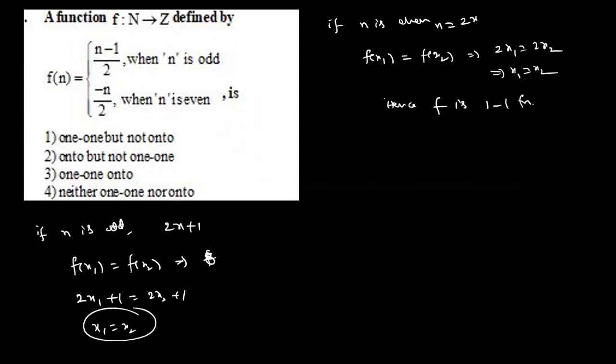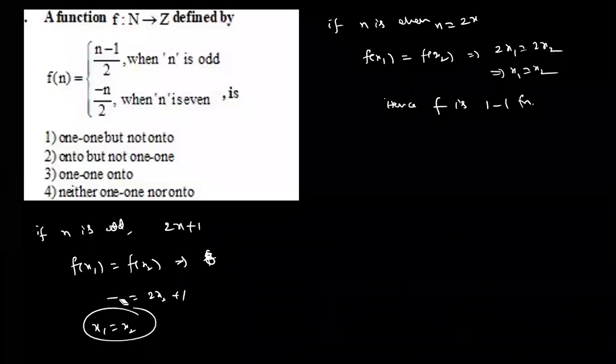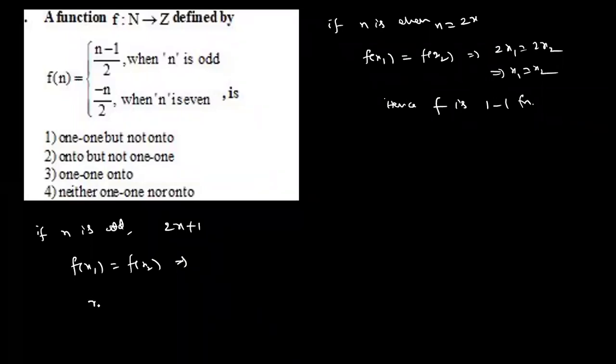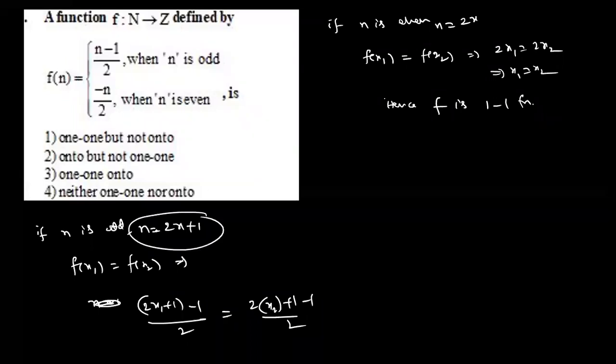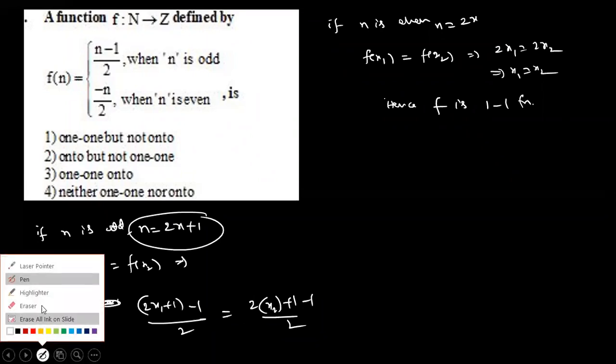Just a minute, madam. What is f(x1) here? n is odd means what format is given? The function is (n - 1)/2, so (2x1 + 1 - 1)/2 = (2x2 + 1 - 1)/2. See carefully what condition is given: n is odd means the function is (n - 1)/2, so in the place of n you should take 2x + 1. Now simplify.